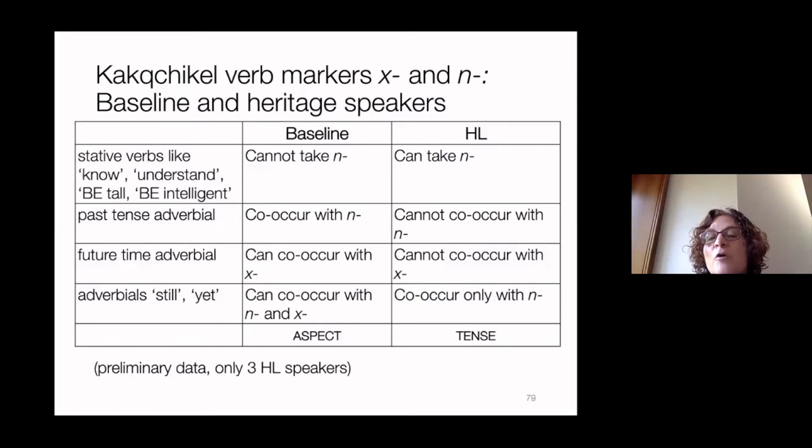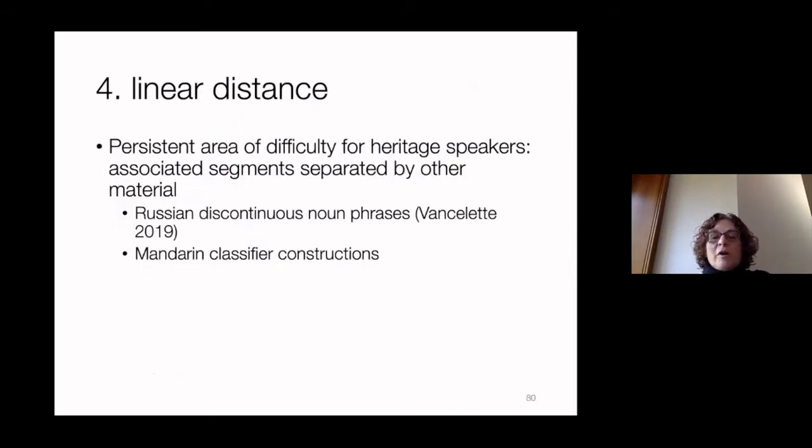Heritage speakers allow sha forms, which are traditionally perfective, to co-occur with future time adverbials. And then the adverbials still and yet can only co-occur with na. So this indicates that these heritage speakers actually do reanalyze the aspectual marking as tense marking. And what I would like to contend is that this is related to indexicality, to the idea that these speakers see the markers as pointing to absolute tense with respect to the moment of speech.